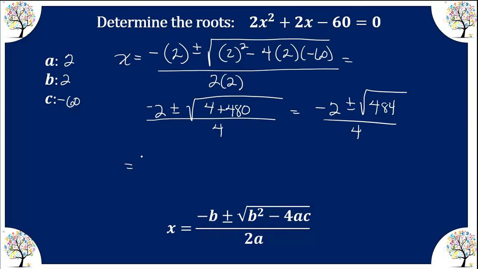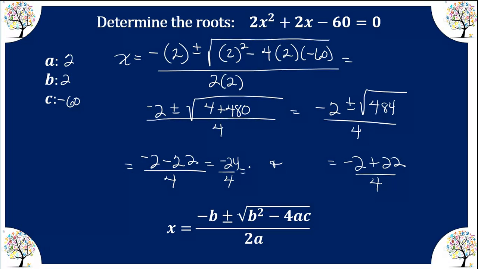We're going to have our two roots, negative 2 minus 22 over 4 and negative 2 plus 22 over 4. So this root is going to be negative 24 over 4, which is negative 6, and we have 20 over 4, which is 5. So our two roots are negative 6 and 5.